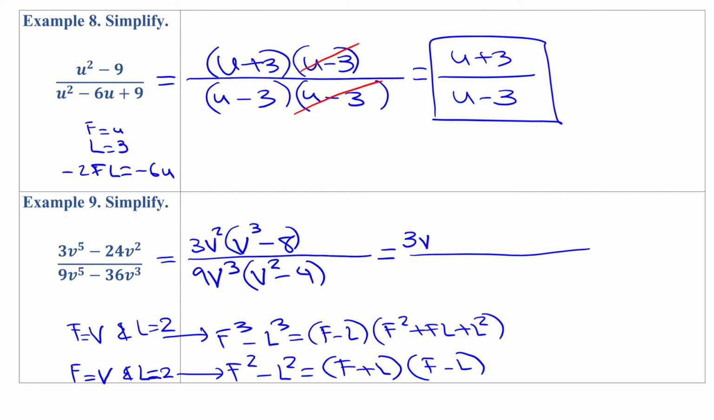So we get 3v squared times v minus 2, that's f minus l, v minus 2, times quantity v squared, which is f squared, plus, now multiply f and l, so we get 2v, plus, go ahead and square l, so you get 2 squared, which is 4.